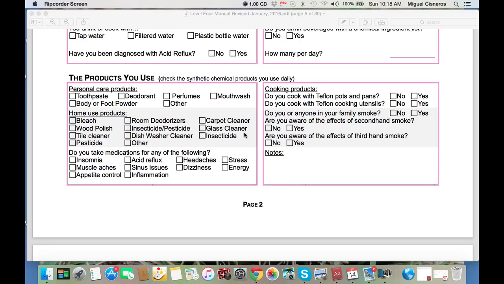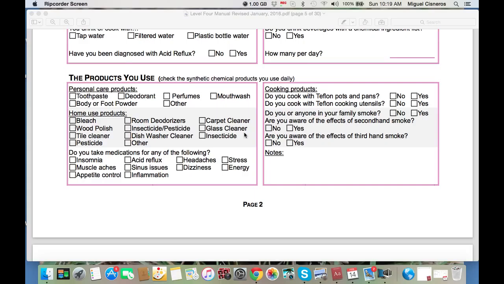And then others. We're able to replace all this. We did that in chapter 3. So we're able to replace this, or teach them how to replace this. Home use products: bleach, wood polish, towel cleaner, pesticide, room deodorizer, insecticide. Remember the 20 products that we took and we Googled the material safety data sheet, and we found all kinds of chemicals connected with all kinds of illnesses? That's the idea here. So you want to be able to replace this, or inform them on how they can replace it.